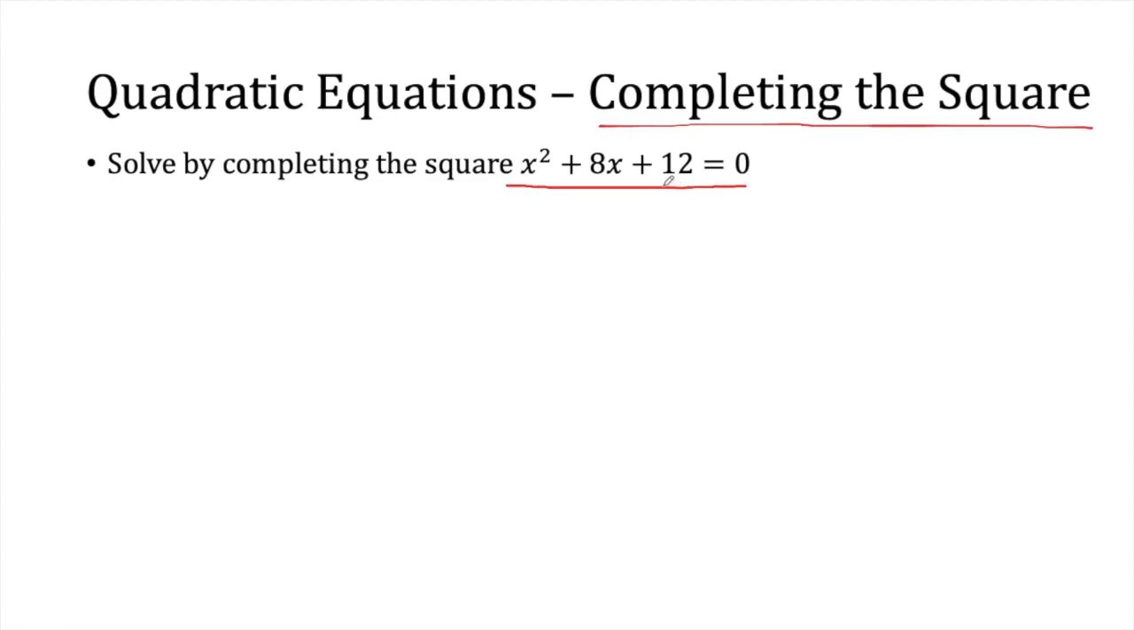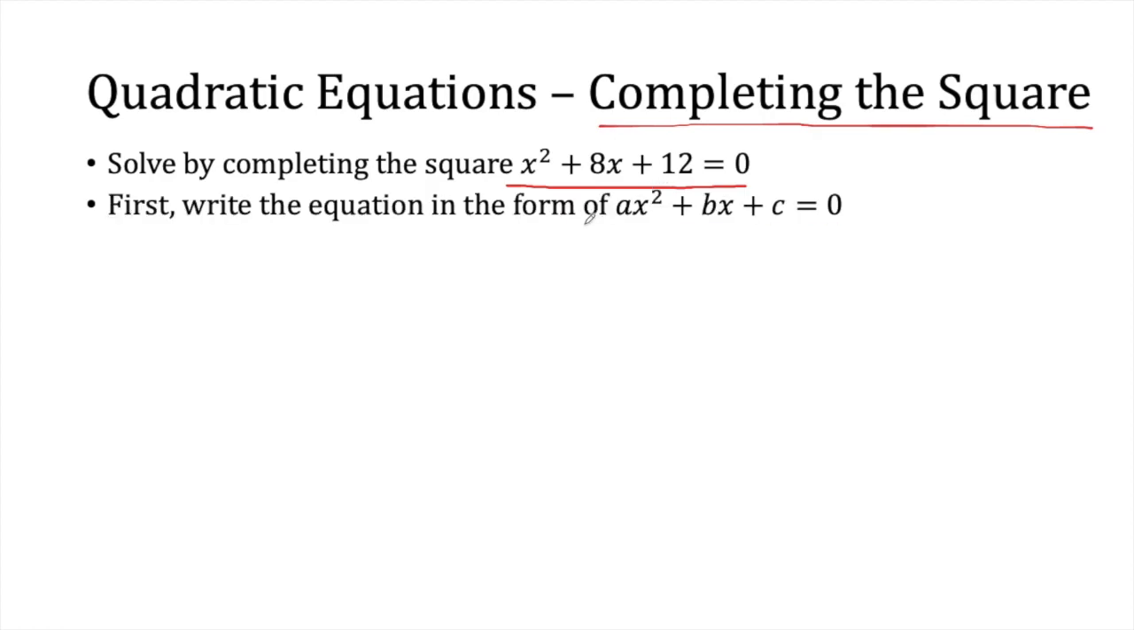In any quadratic equation problem, you must first write your equation in the form of ax squared plus bx plus c is equal to 0. We see that our equation is already written in that form, where a is equal to 1, b is equal to 8, and c is equal to 12.